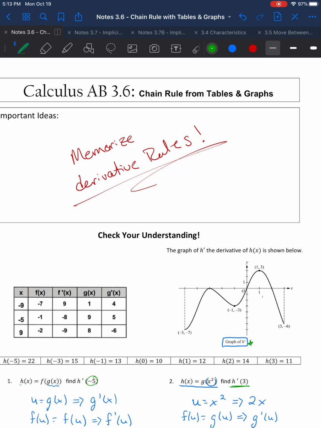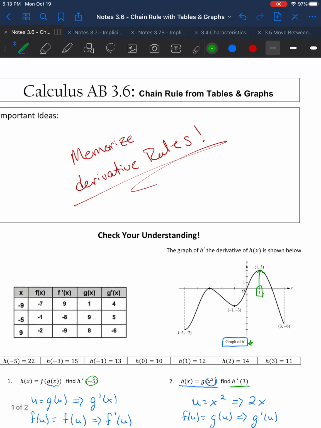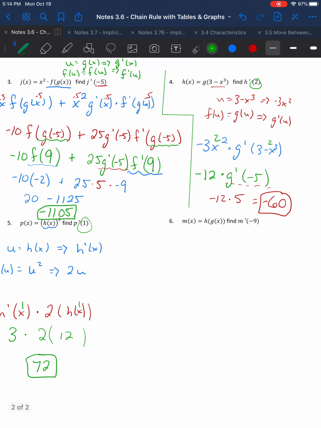Well, when I come over here, I don't need my table because my table has f and g. This table running across the bottom, if you can see my cursor running underneath it, those are all h's. h prime is here in the graph. h prime of 1, well, here's 1. What's the answer? 3. 2 times, this is h of 1. So where do I see h of 1 at? That's happening right here, 12. So 3 times 2 times 12, 72.